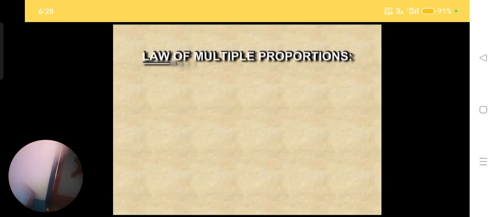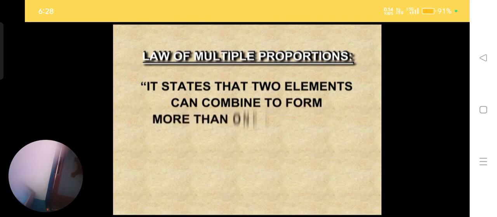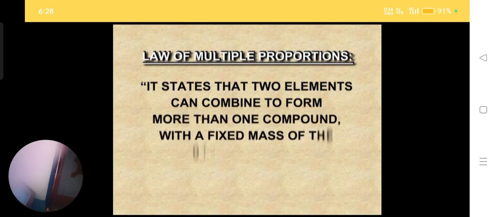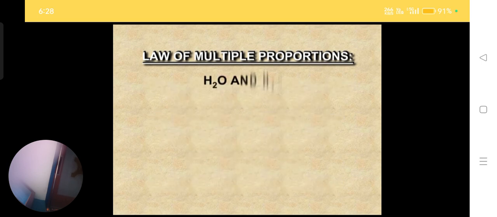The third law, the law of multiple proportion. It states that the two elements can combine to form more than one compound with a fixed mass of the other element. They are in the ratio of the small whole numbers. Let me take an example. Hydrogen and oxygen combine to form two compounds. One is water, that is H2O, and the other is H2O2, that is hydrogen peroxide.